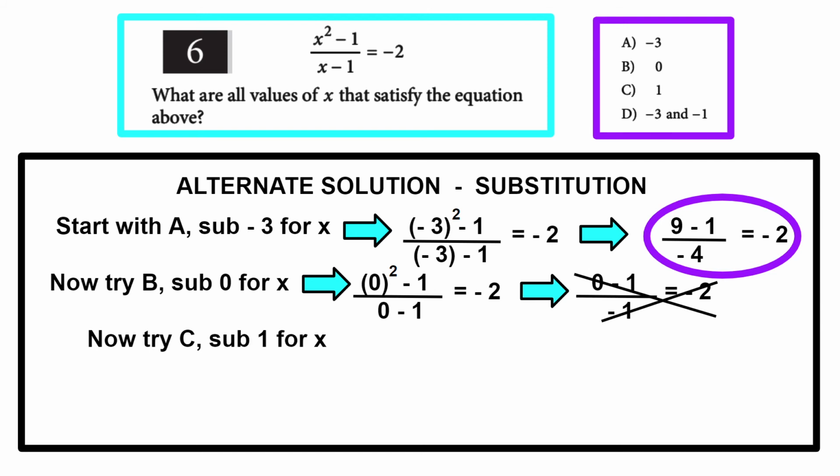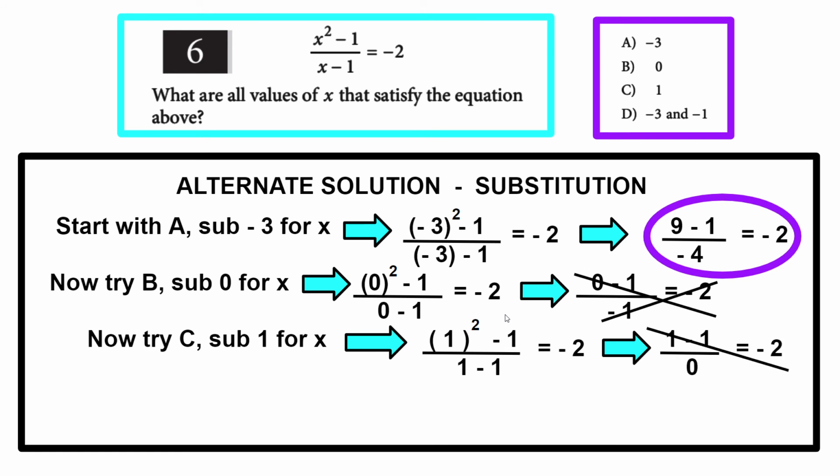For answer C, we can sub 1 in for x. We get 1 squared minus 1 divided by 1 minus 1 equals negative 2. That's right, we have a problem here because in the denominator 1 minus 1 gives us 0, and we cannot divide anything by 0. That's undefined. So answer C is not valid as well.